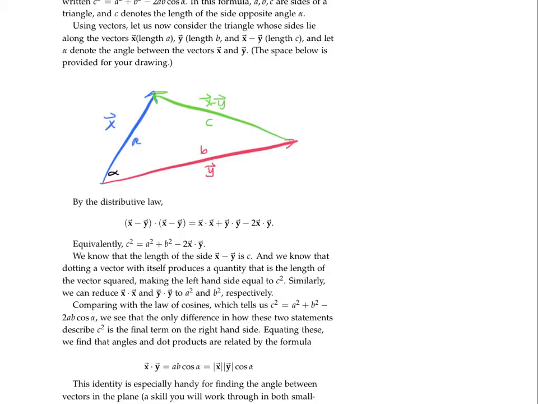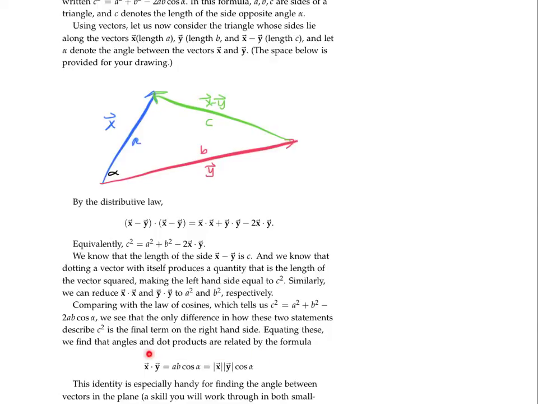If we equate those two sides, the a squareds will cancel out, the b squareds will cancel out, the factor of minus 2 will cancel out, and we are left with the fact that x dotted with y is going to be equal to ab cosine alpha. Remember that a is the length of the vector x, b is the length of the vector y, and cosine alpha, that remains the same.